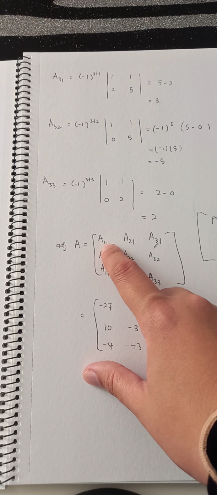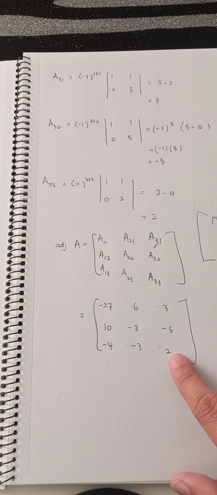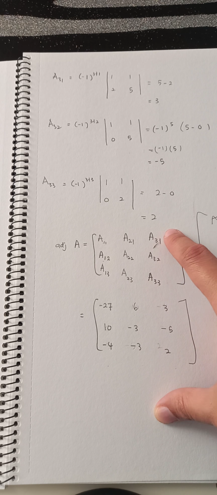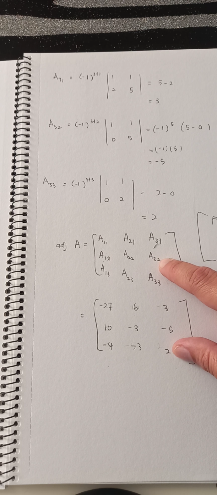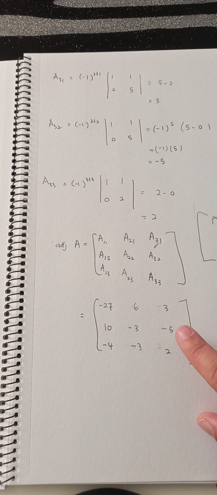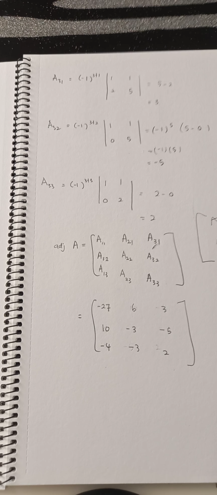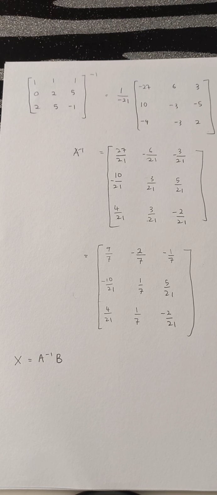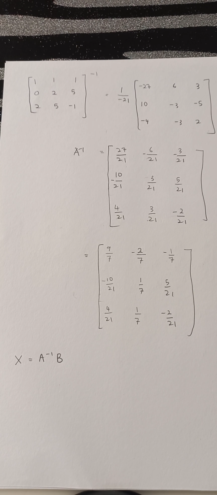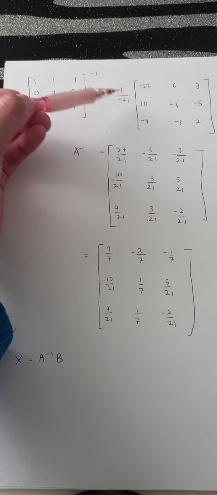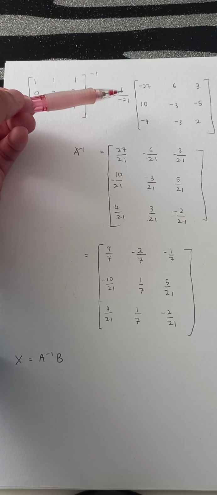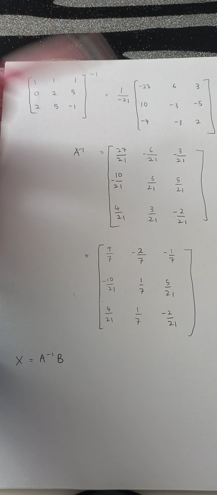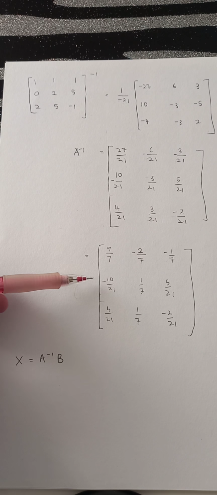Then just fill in the blanks. Let's say A33 is here, so A33 is 2, and then A33 is here, so it is negative 5. So put negative 5 here, and so on. Using the cofactor expansion method, we can find the inverse of A. This is the determinant of A, this is the adjoint of A, so just multiply. We got this one.